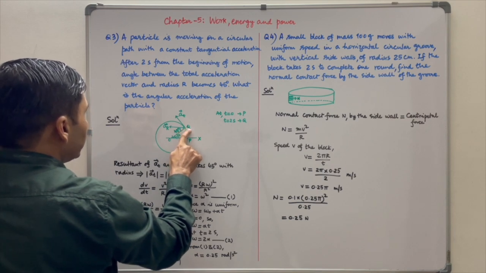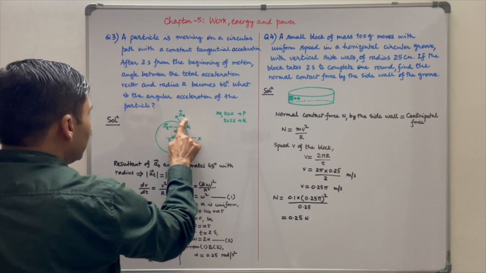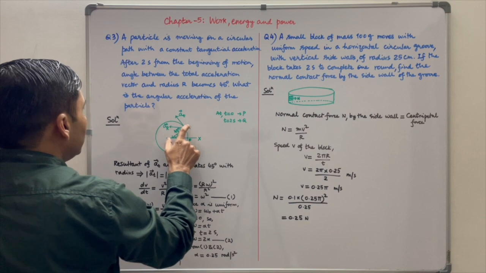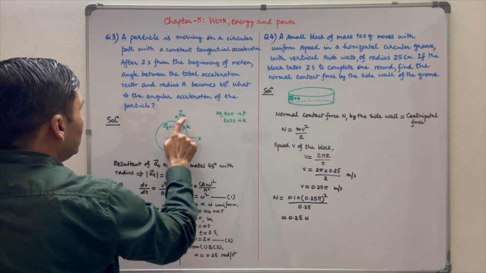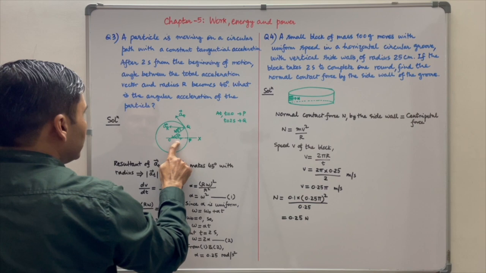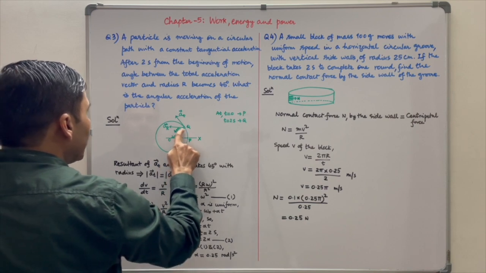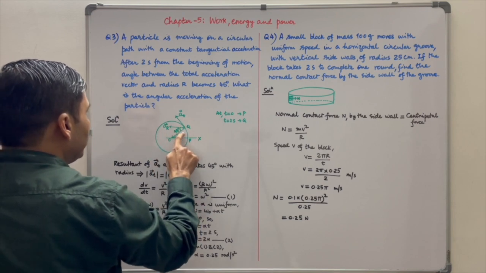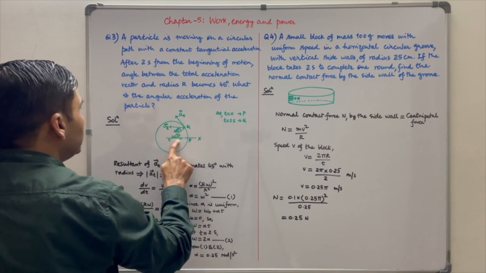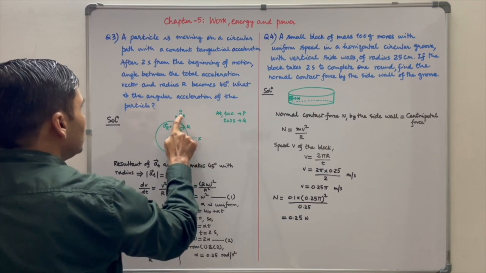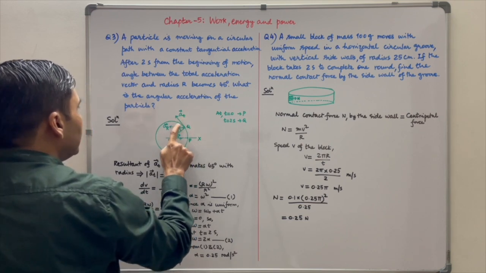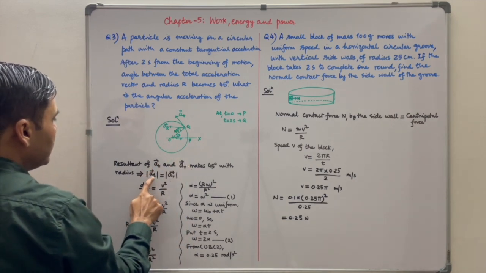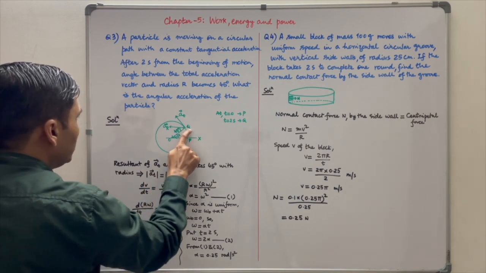It is given that at Q, resultant of tangential and radial acceleration vectors makes an angle 45 degree with radius OQ. We know that tangential and radial acceleration vectors make an angle 90 degree with each other. So if their resultant makes an angle 45 degree with radial acceleration vector, that means at Q, magnitude of tangential acceleration and radial acceleration is same. So we can say mod AT is equal to mod AR at point Q.